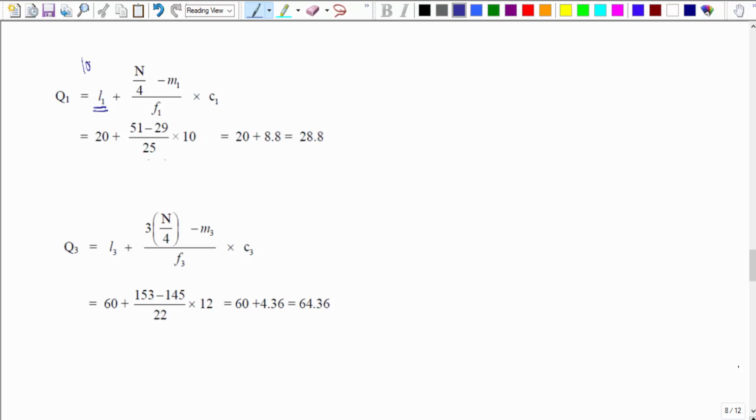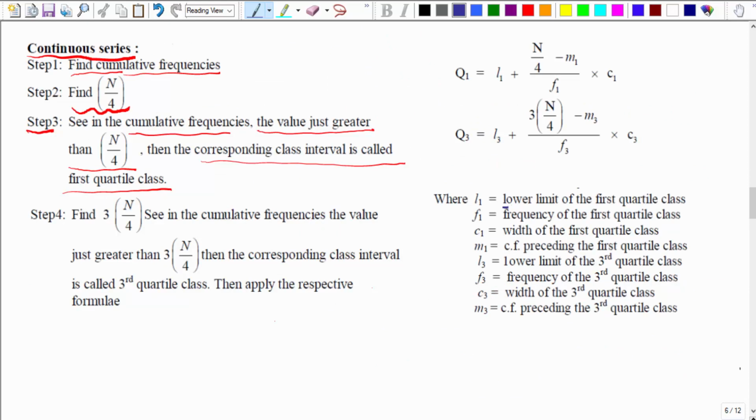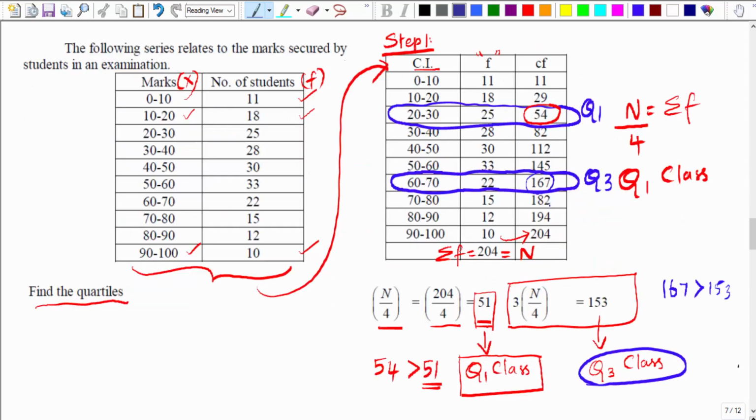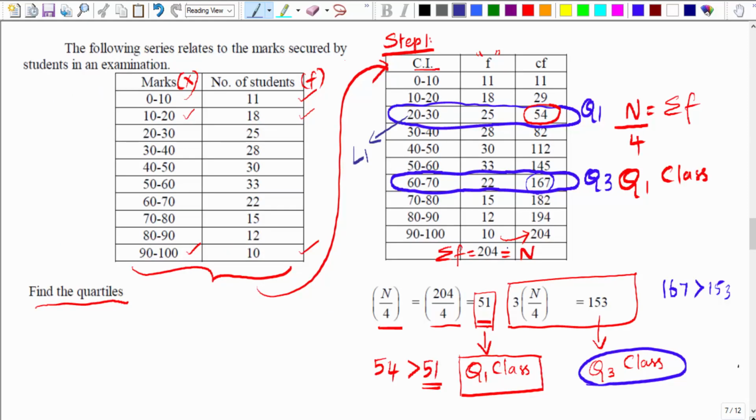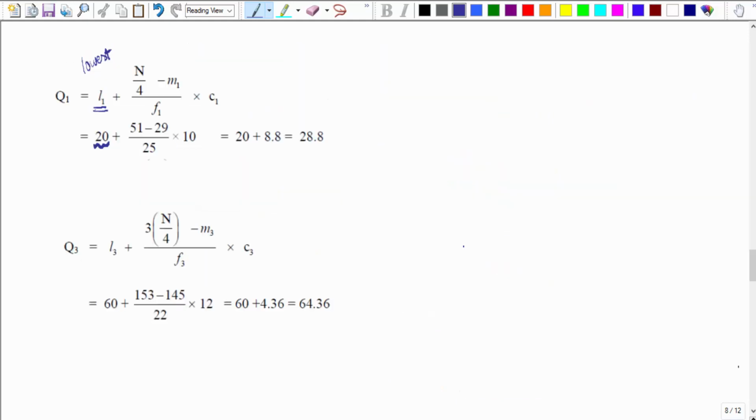So what is L1? L1 is the lower limit in the first quartile class. So we have our first quartile class and this 20 is L1. So let me write that L1 is 20 plus n divided by 4. What is n? N is the summation of f. So we had the summation of f as 204. So it is basically 204 divided by 4, the value is 51, minus m1.